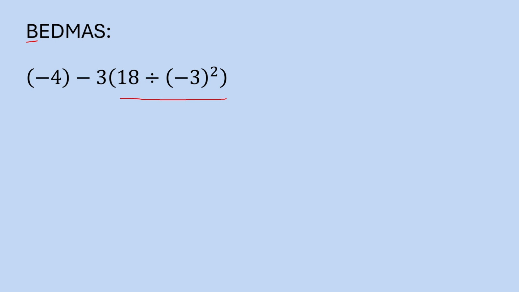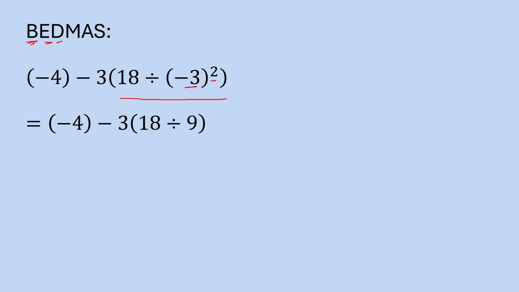So in the bracket we will again follow BEDMAS. So B is bracket. So here it is already the simplest form, negative 3. Next is exponent. So we need to solve this exponent first. So minus 3 multiplied with minus 3 is equal to positive 9. Minus minus is a positive value. So we can write it like this: negative 4 minus 3 in the bracket 18 divided by 9.